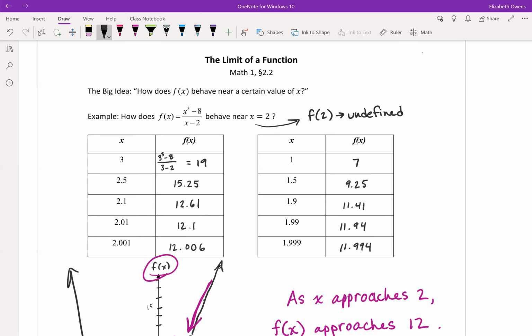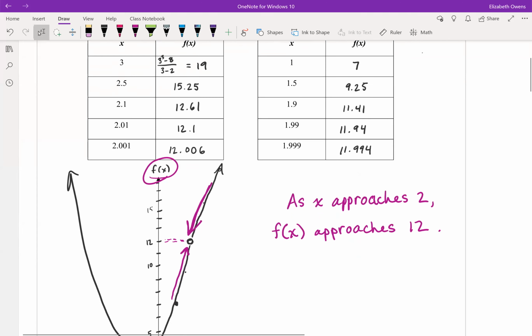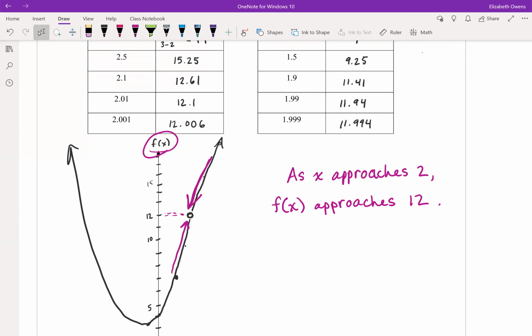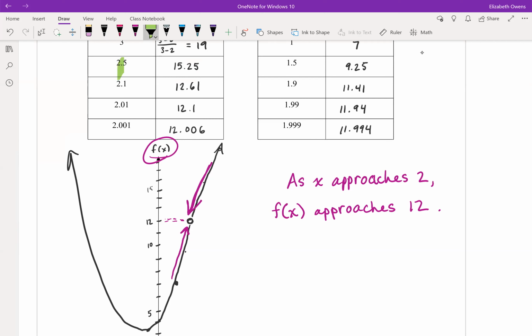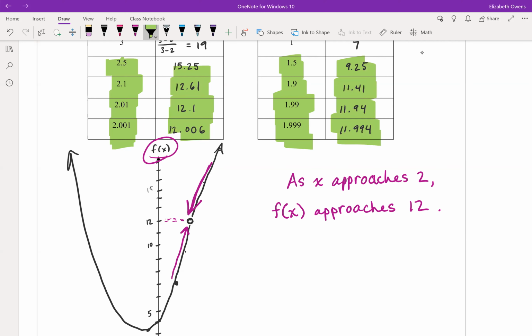Hello again. We are back looking at the limit of a function, and we have just gone through this example looking at how the function f of x equals x cubed minus 8 over x minus 2 behaved as the x values got closer and closer to 2. We saw that as our x values got closer and closer to 2, either with values a little bigger than 2 or a little smaller than 2, coming in from either direction, the f of x values got closer and closer to 12. So we concluded that as x approaches 2, f of x approaches 12.